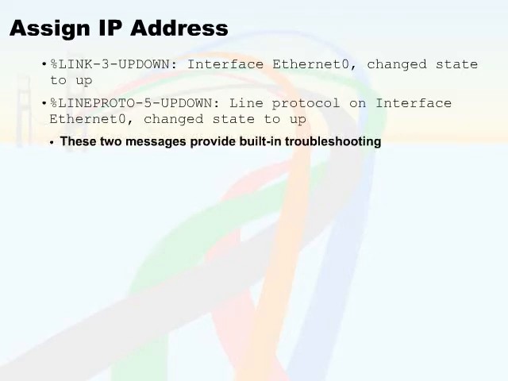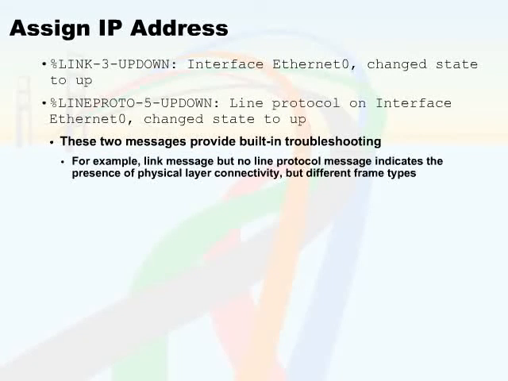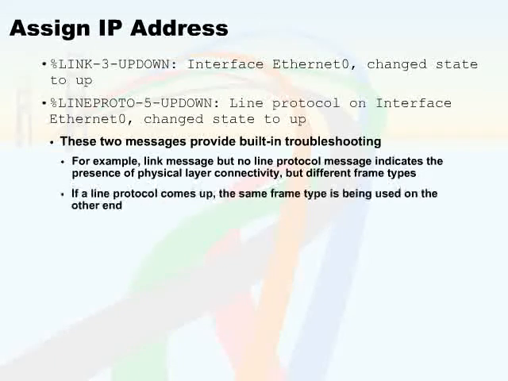Well, these two messages are incredibly important to you because what they give you is built-in troubleshooting. If my link comes up in this case, the first message, but the line protocol does not, that indicates that I have physical layer connectivity, but I do not have the same frame type. As soon as my line protocol was to come up, that means I am communicating with the same frame type on the other end.